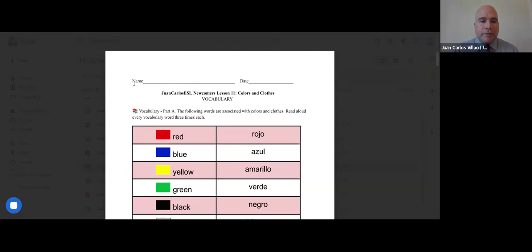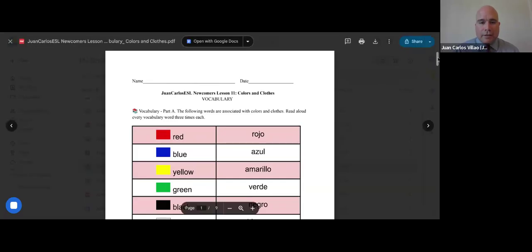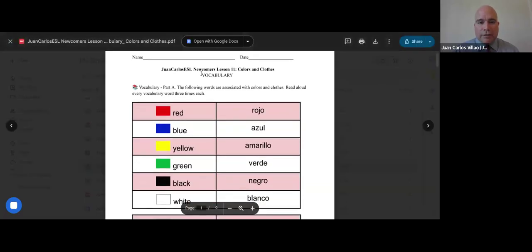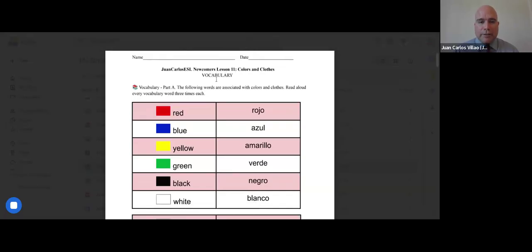So students will see, they'll put their first and last name, where it reads name, and put the date they're completing the exercise. And then it reads JuanCarlosESL Newcomers Lesson 11, colors and clothes, vocabulary. So vocabulary part A, the following words are associated with colors and clothes. Read aloud every vocabulary word 3 times each.